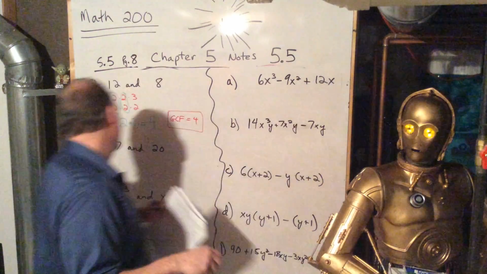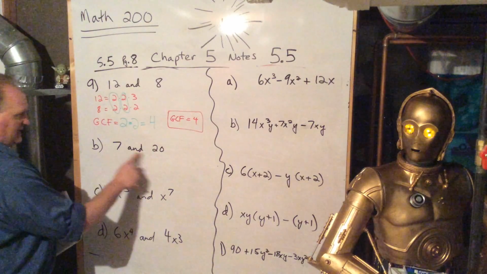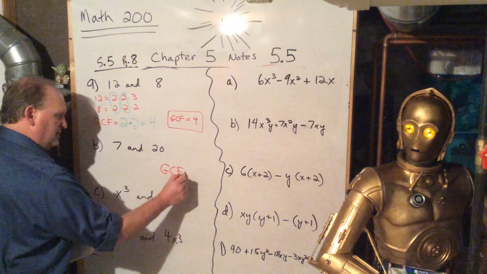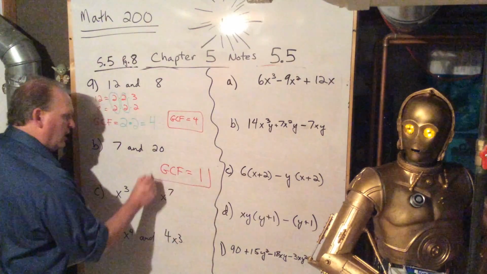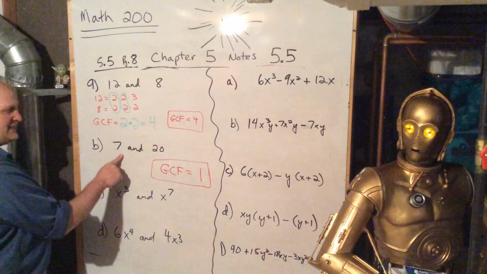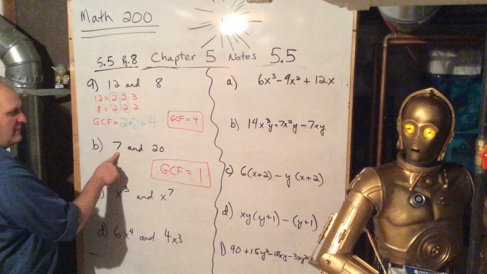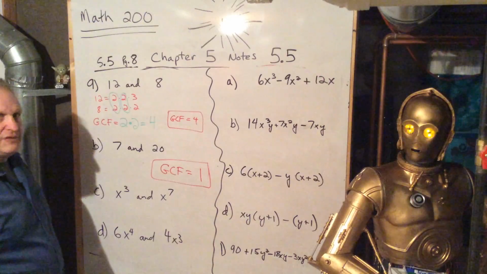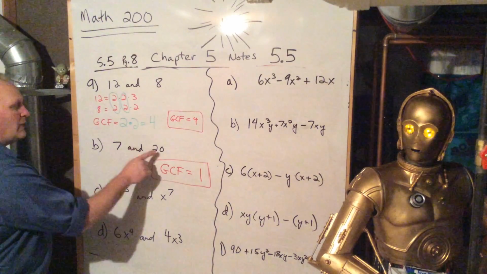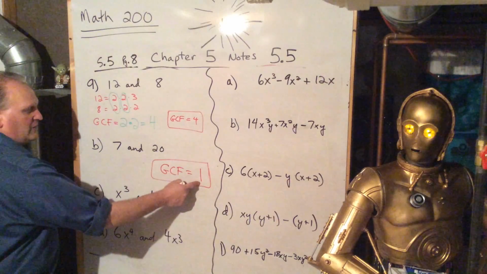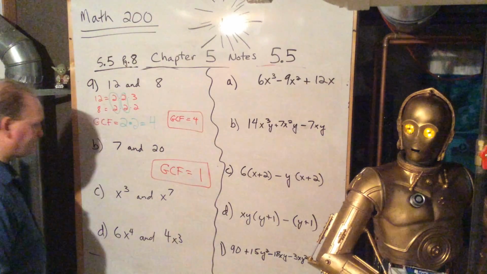All right. Between 7 and 20, they don't have anything in common. So the default is 1. 1 always goes into everything. These are called relatively prime. It's not that 7 is a prime number, but 20 actually breaks down. That's composite. That's 2 times 2 times 5. But they're relatively prime, meaning relative to one another, they don't have anything in common. And whenever that happens, the GCF is 1.